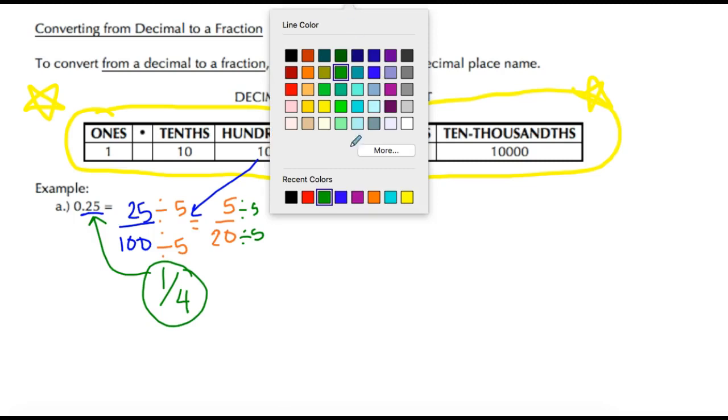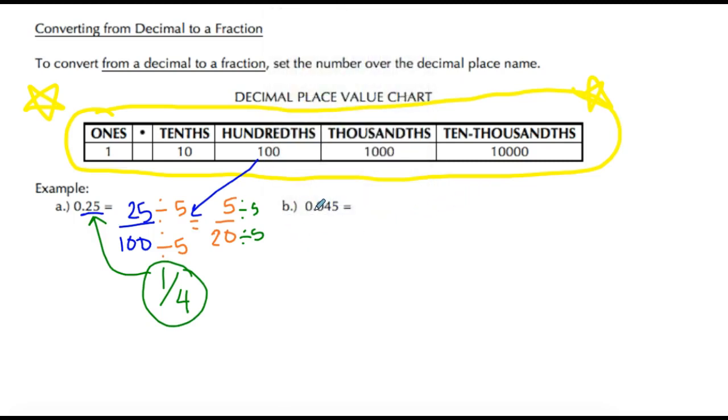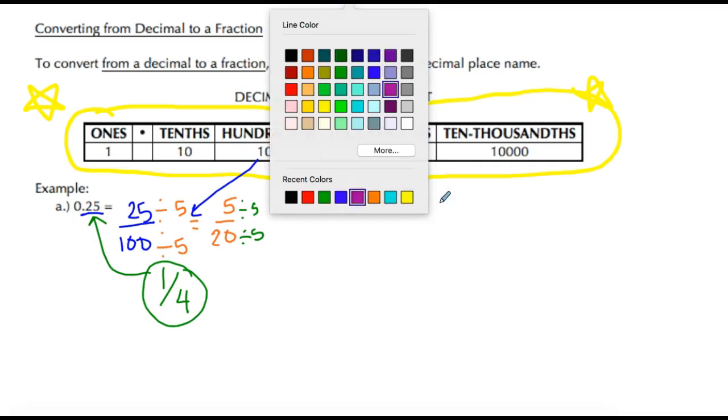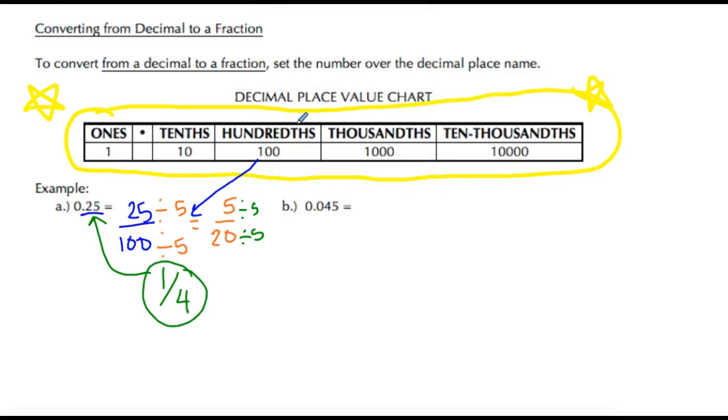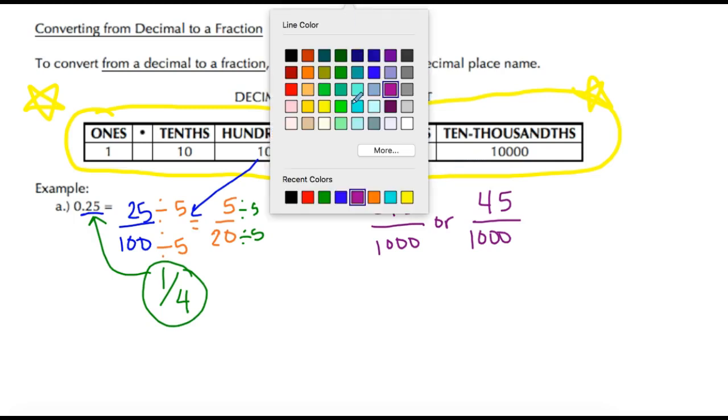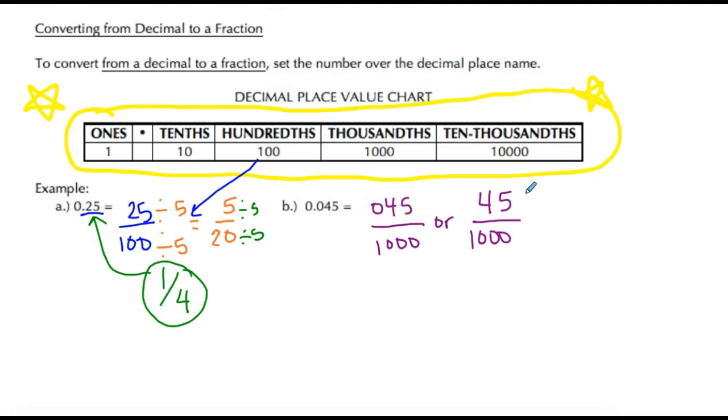Let's do another one. Okay, so we have 0.045. That's 1, 2, 3. Let me switch my color. So 1, 2, 3. That's thousandths. So I'm going to take my number. You can take 0.45 over 1,000, or you could just call it 45 over 1,000. So once you write your fraction, now we need to reduce. What number goes into both of those? Well, 5 would, again. 5 is going to be our best friend.